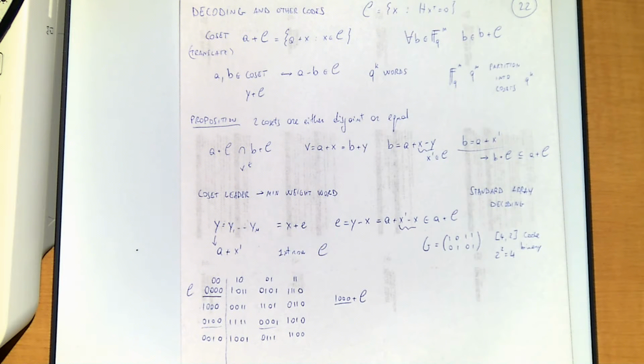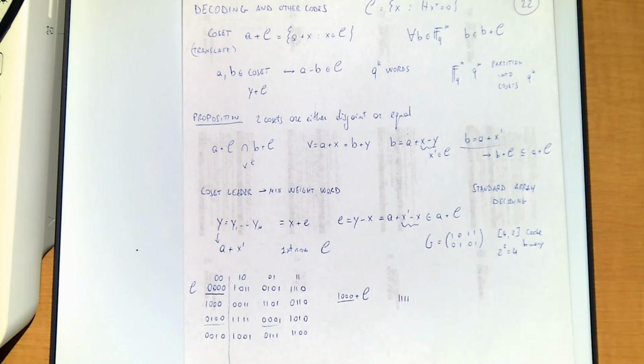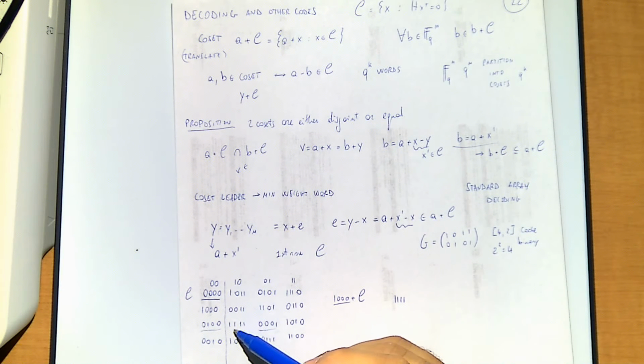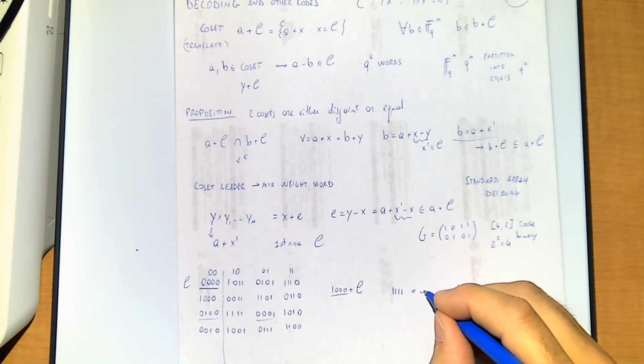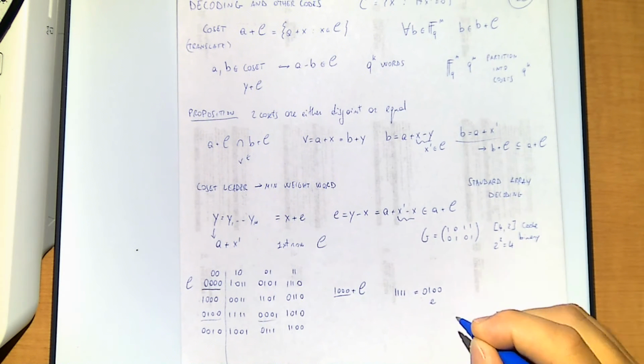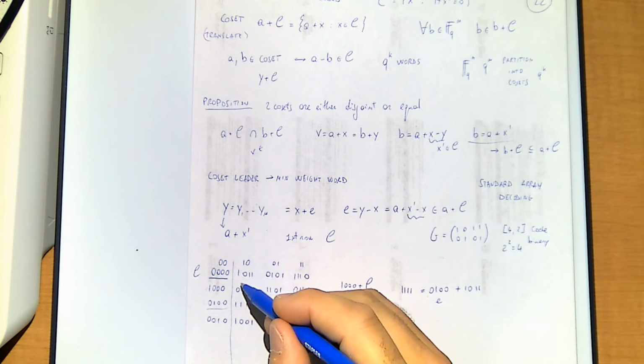But if we just ignore this part, then you can see clearly how you use the standard array when you receive a word Y. Suppose that you receive, for example, the word 1111. This is not a code word, some error has occurred on it, so what you do is look for it in the table, it's here, and then shift to the left, and I say, okay, that's my error here. So this one is 0100, that's my error, plus 1011, which is my code word. So my code word is this one on top.